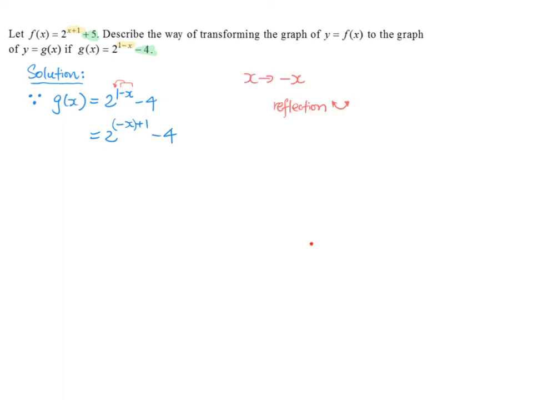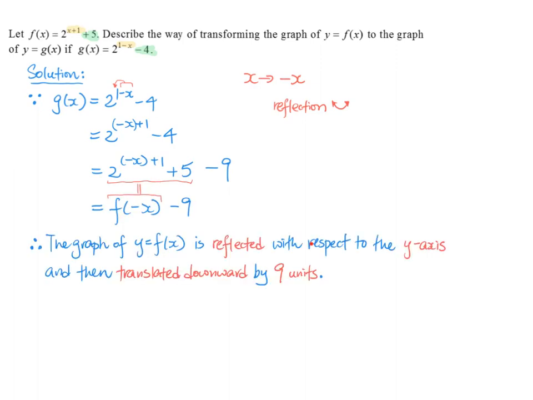So we're already almost there, because when x becomes negative x, it's a reflection, right? And to completely match with f of x, I need a plus 5 here, right? So I do this here, which gives us this, and this is exactly f of negative x. And so f of x is first reflected with respect to the y-axis, that is the left-right reflection, and then finally at the end you minus 9, that is the translation downward by 9 units.